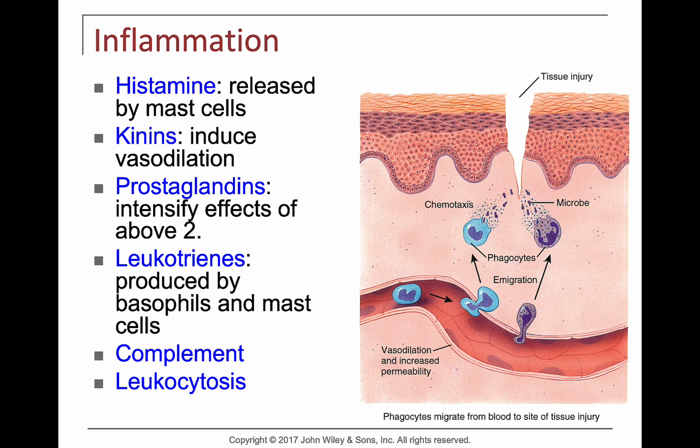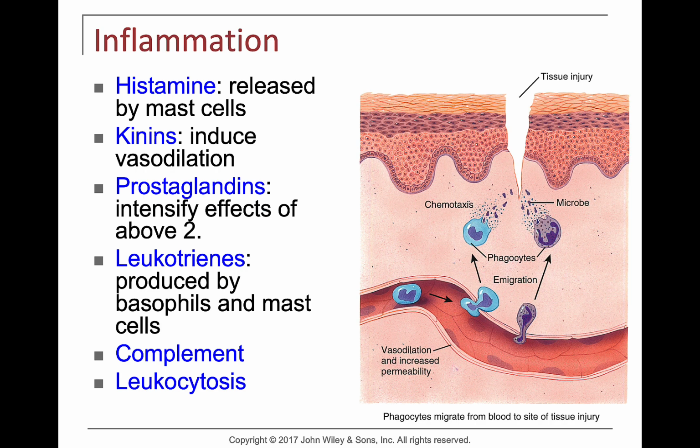Histamine is one we think of a lot. This is released by white blood cells known as mast cells. We take antihistamine sometimes to lower that inflammatory response. Kinins that cause vasodilation. Things also known as prostaglandins, lipid-based, that intensify the vasodilation and the increased permeability. Basophils are also released during allergies. These are things that also will help increase this situation.